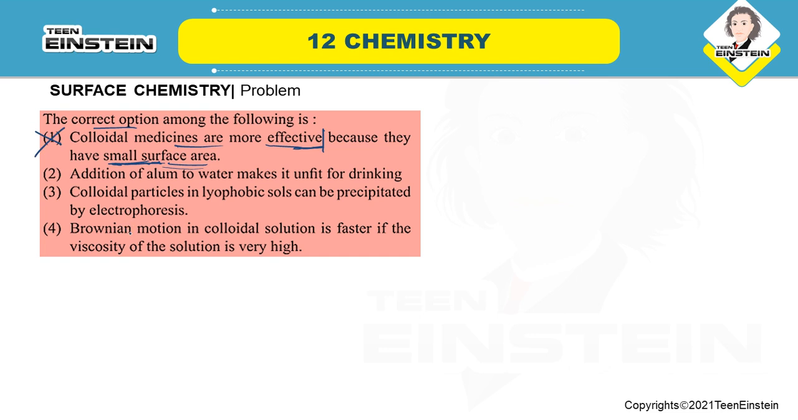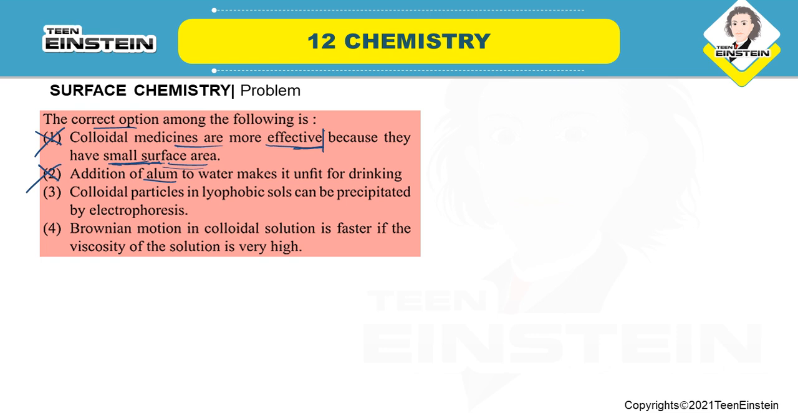Second statement, addition of alum to water makes it unfit for drinking. Now the purpose of adding alum to water is basically to purify it. In water, if there is some presence of colloidal particles, when we add alum, it will act as an electrolyte, so it will help in the precipitation of the particles. That means the unwanted particles which are responsible for the impurity will be precipitated and we can filter them out. So that is the reason alum is used in water, and it makes water fit for drinking, not unfit for drinking. So this statement is also not correct.